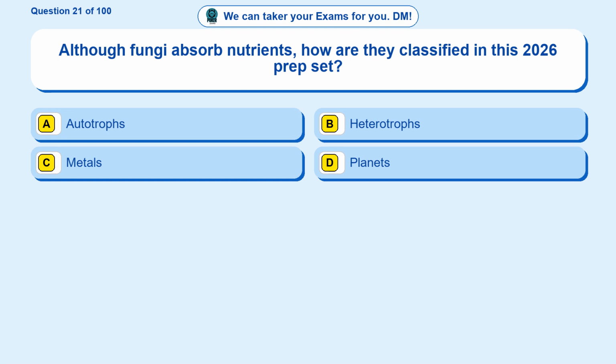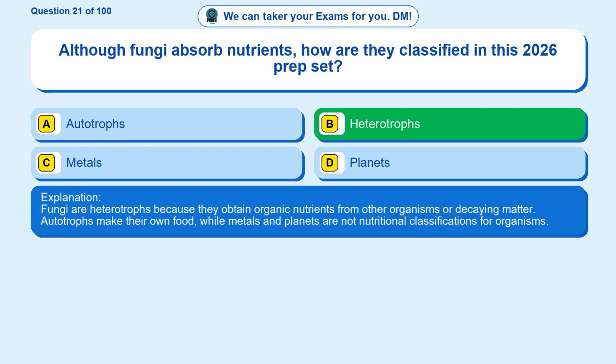Question 21. Although fungi absorb nutrients, how are they classified in this 2026 prep set? Option A. Autotrophs. Option B. Heterotrophs. Option C. Metals. Option D. Planets. The correct answer is option B. Heterotrophs. Fungi are heterotrophs because they obtain organic nutrients from other organisms or decaying matter. Autotrophs make their own food, while metals and planets are not nutritional classifications for organisms.